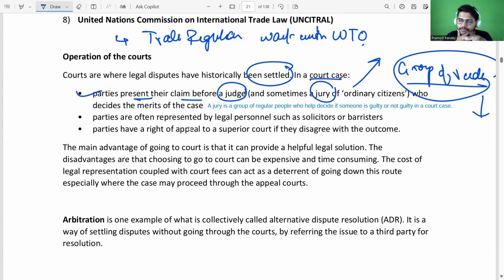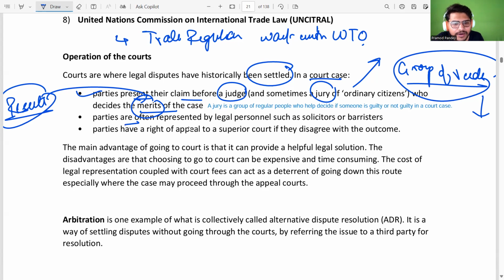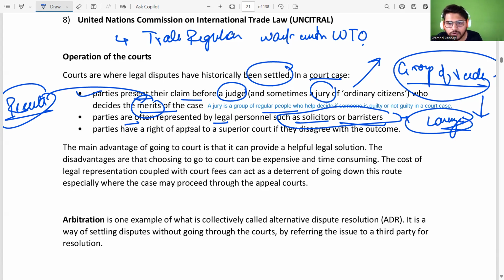And this is basically used to guide or form a decision, or to rule or award something like a resolution when there is an ongoing case. So parties present their claim before a judge or sometimes a jury of ordinary citizens who decide the merit of the case. Merit means the result, okay? Parties are often represented by legal personnel such as solicitors and barristers. These are the people who can also be known as lawyers, okay? A jury is a group of regular people who help decide if someone is guilty or not in court cases, right?